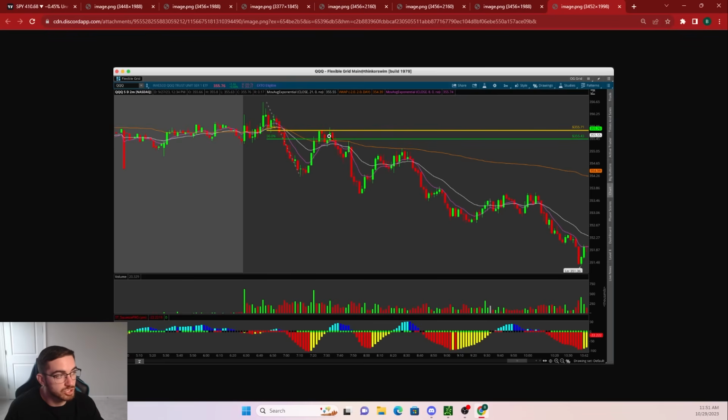But guess what? It rejected right off of our level of interest. So we can actually assume that more than likely a majority of this volume is coming in from sellers up at that 61.8% retracement. And then from there, what happened? Price dropped all the way down to the downside.